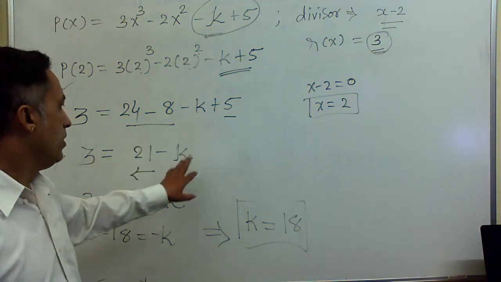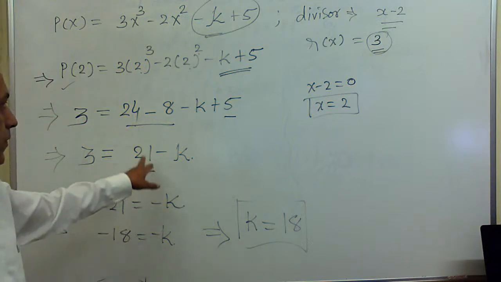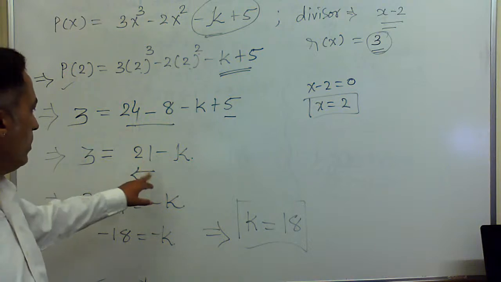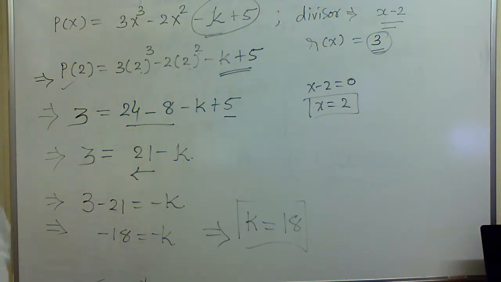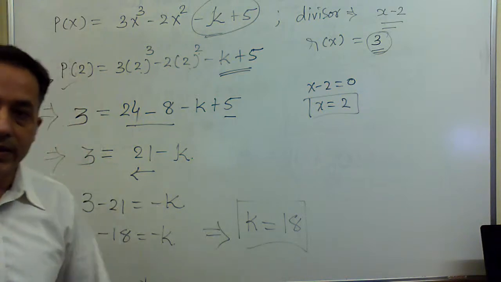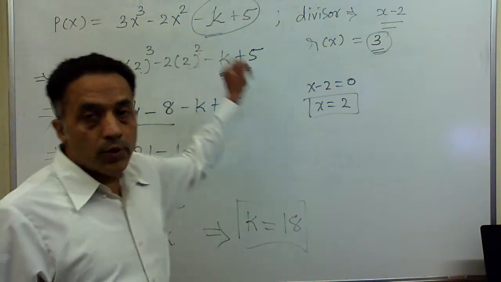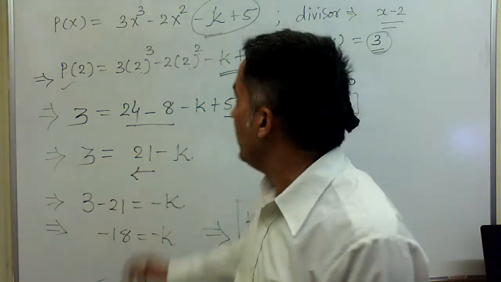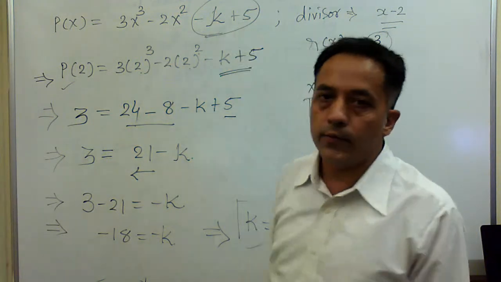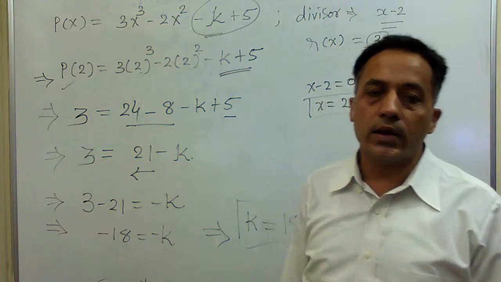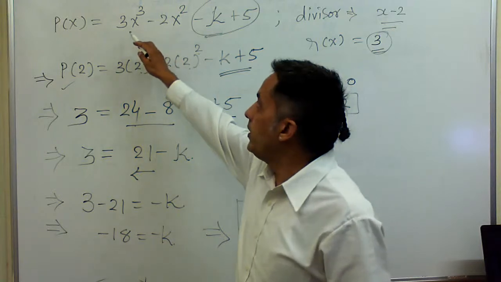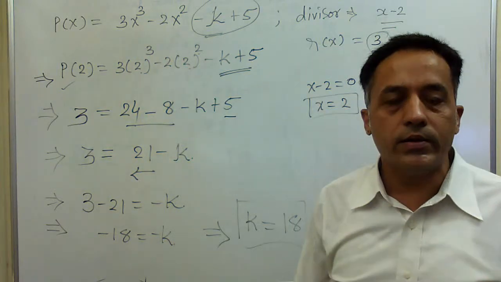And finally by simplification, 24 minus 8 plus 5 is 21. 21 shifted to the other side, 3 minus 21, we have minus 18. So the value of k is 18. But if you are asked what the constant should be over here, then the constant will be 8 minus 18 plus 5, and that will be minus 13. So the overall polynomial will be 3x cube minus 2x square minus 13.